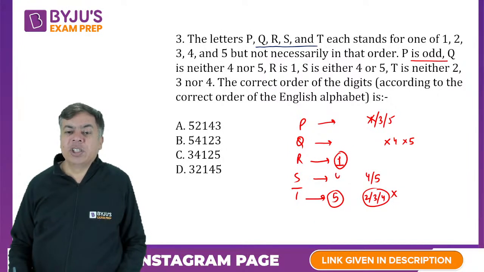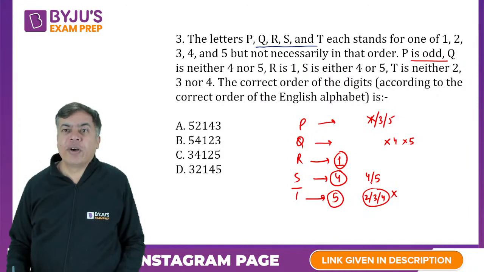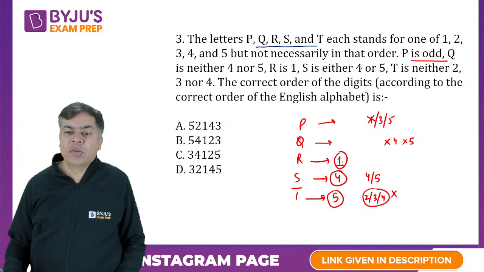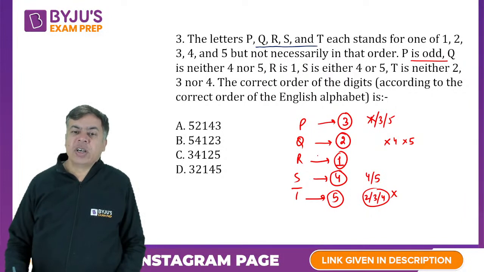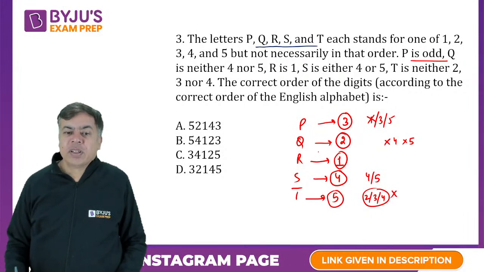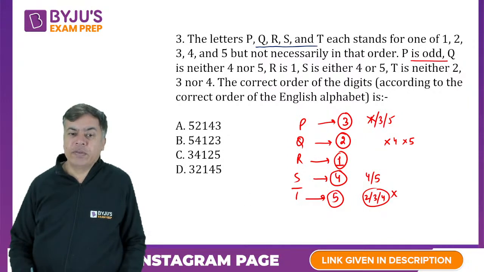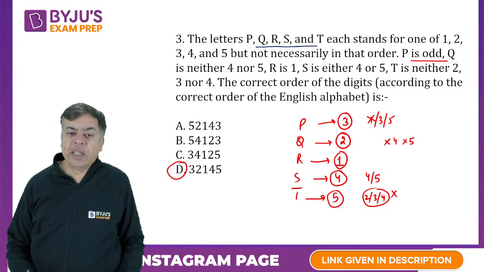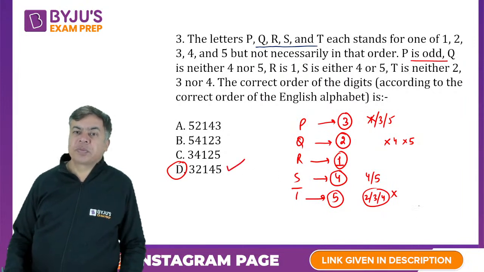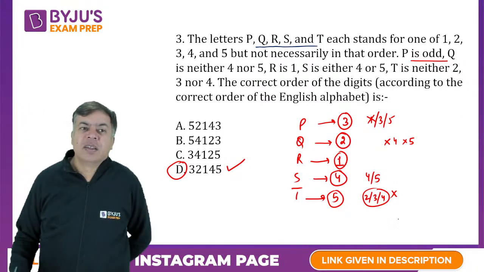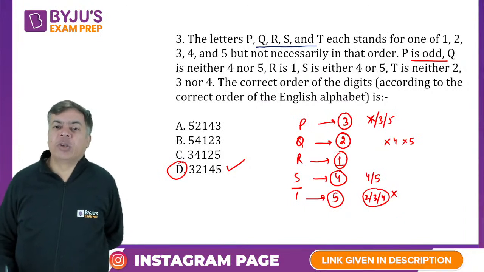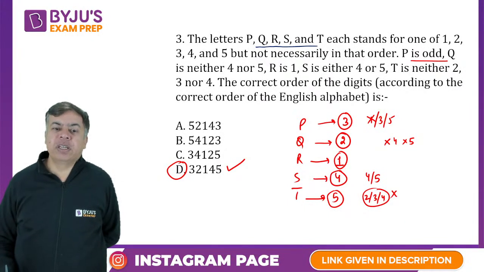If T is 5, S should be 4, because it is 4 or 5. With 4 and 5 gone, P must be 3, and Q must be 2. So according to the order of the English alphabet, 3, 2, 1, 4, 5 should be the correct answer. Good. D option is the correct answer.